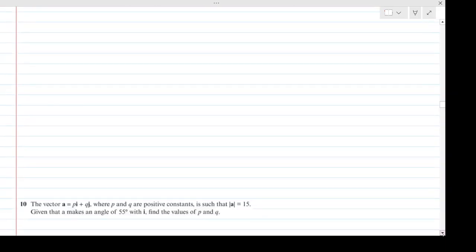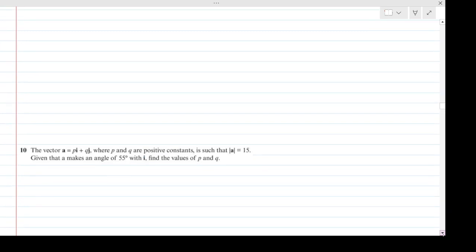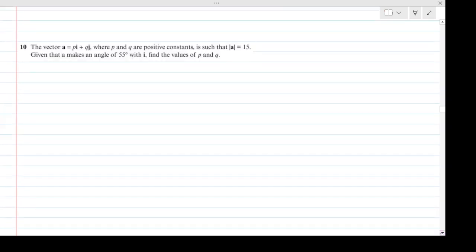Okay, let's have a look at this question then. Right, sort of similar to the last example we did before we looked at the exercises. In this one, we're told the vector A, which is pi add qj, so p lots of i and q lots of j are positive constants, okay? And this vector is such that the modulus of A, by the way, the modulus is another phrase for the magnitude. There's a lot of words we can use to describe the length or the magnitude of a vector. But the magnitude of A is equal to 15.